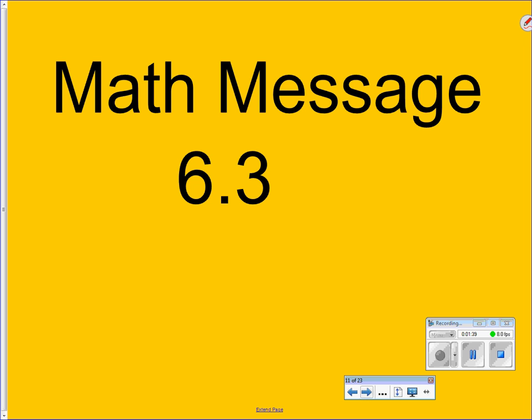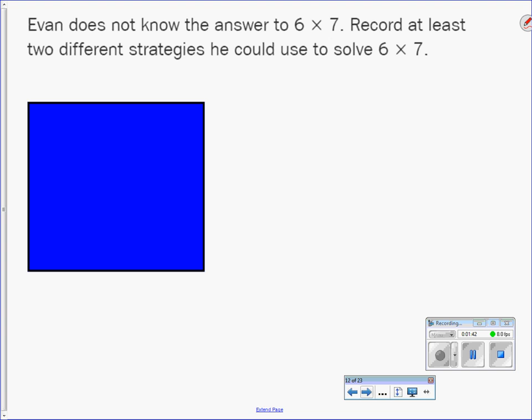All right, so let's continue with our math message 6.3. And on the first one, it says, Evan does not know the answer to 6 times 7. Record at least 2 different strategies he could use to solve 6 times 7.